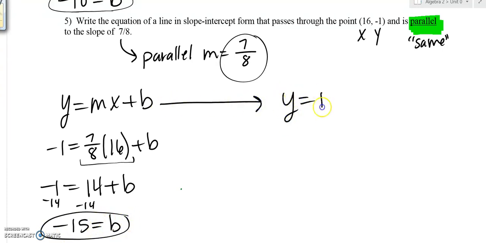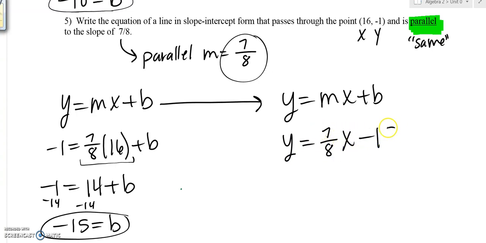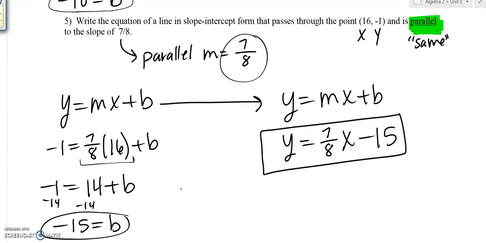So I want it to be in slope-intercept form. I want y equals, instead of m, I put 7/8, that's my parallel slope, times x minus 15, because minus 15 is what we just solved for. Again, I have 7/8 in the spot for m because we're looking for a parallel slope. So it stays the same.